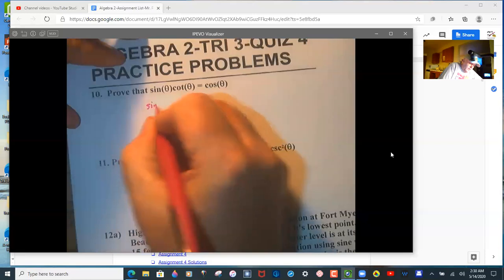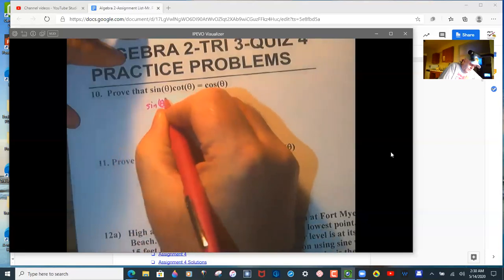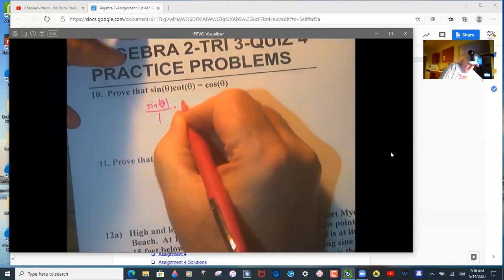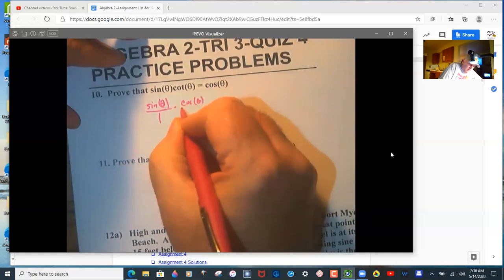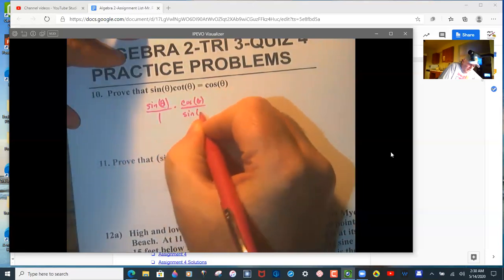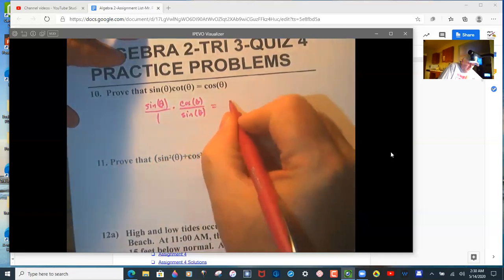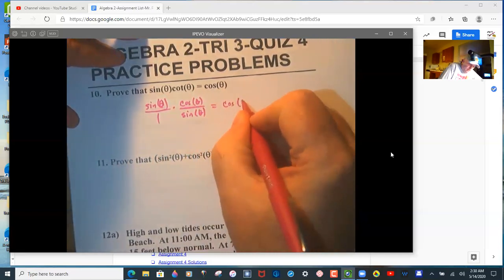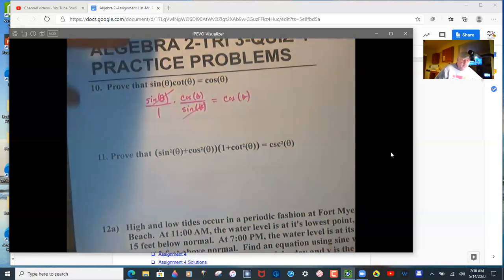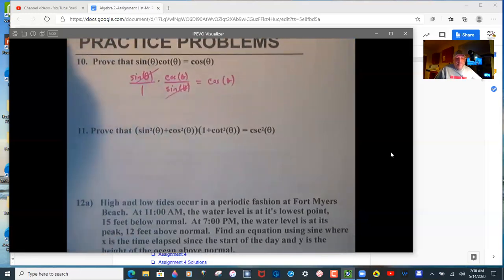So this is already in terms of sine. Put it over 1, and then this is cosine over sine. Yes, it's true that cotangent is 1 over tangent, but you don't use that very often. You need to remember it, but you don't use it very often.